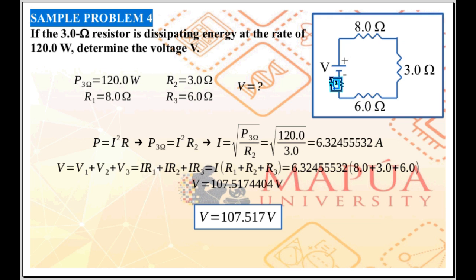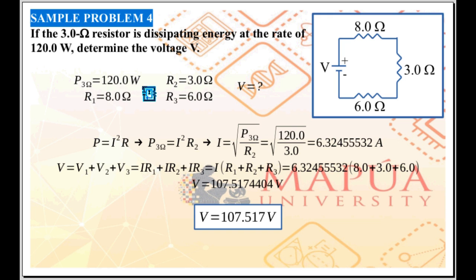So let voltage V, which is what we are looking for, let that be V. And you have 8 ohms, let that be R1. And 3 ohms, let that be R2. And then 6 ohms, let that be R3. And the 3 ohm resistor, the problem tells us, is dissipating energy at the rate of 120 watts. Let that be P3 ohm. Power dissipated by the 3 ohm resistor. So P3 ohm is equal to 120 watts.